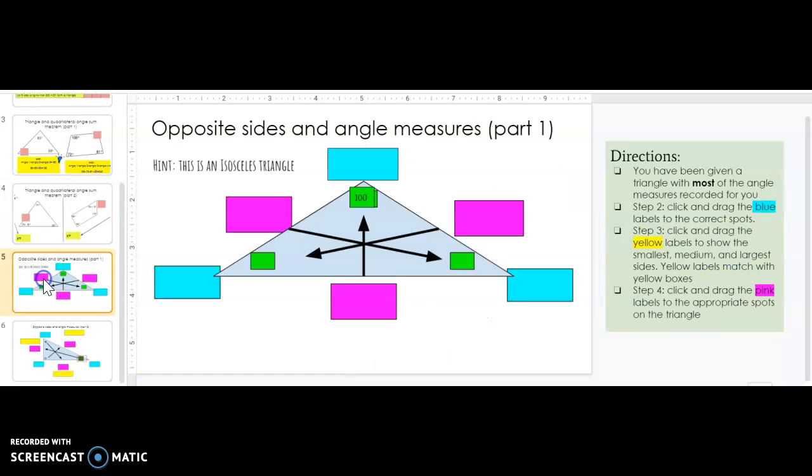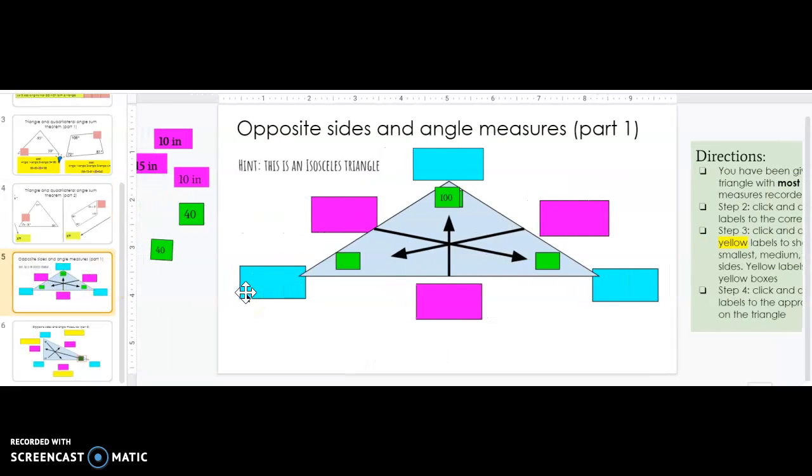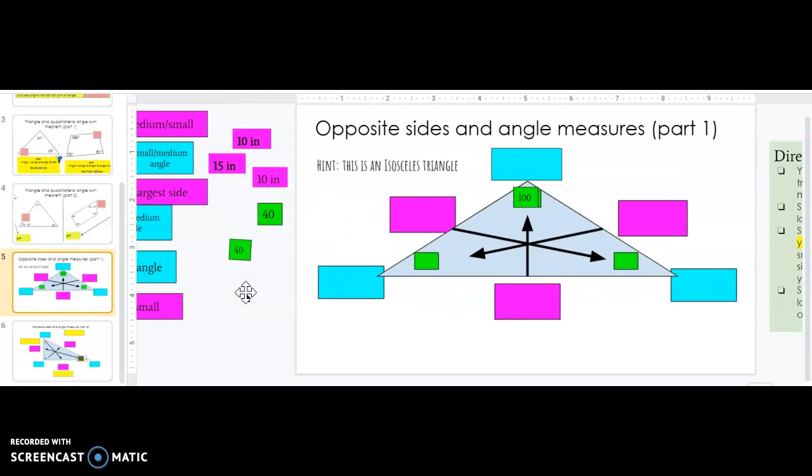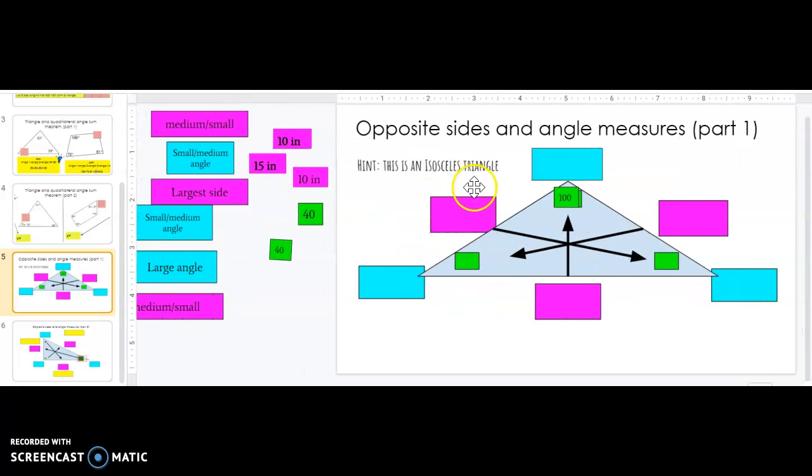Alright, now the last two slides are going to be sort of like click and drag slides, and I'm going to do some of them to start with for you. Okay, so basically the green boxes are the angles, the pink boxes are just labeling what's the short side, medium side, long side, and the blue boxes are just labeling what's the small and medium angle and the large angle.